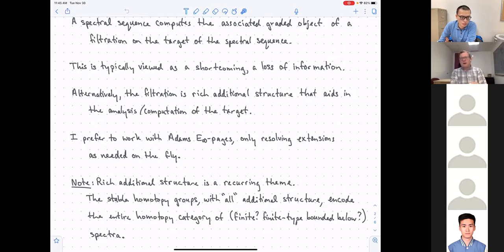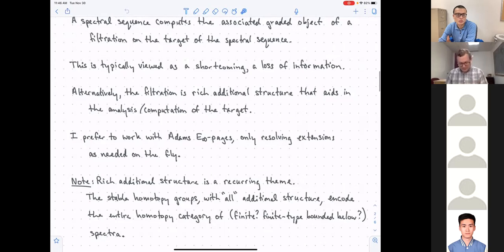Okay, so there are maybe two points here. One is that you can't ever actually expect to get your hands on all of the additional structure. On the other hand, you definitely want to get your hands on whatever you can, because it's telling you a lot about spectra more generally than just the sphere spectrum, maps from the sphere spectrum to itself.